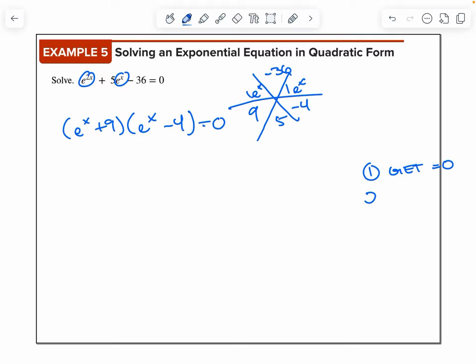Right? For every quadratic, those are the steps, as long as factoring works. And if factoring doesn't work, then we go back to the quadratic formula. But here, we've got it equal to 0, right? Step 1 was already done for us. Step 2, we factored it, check.